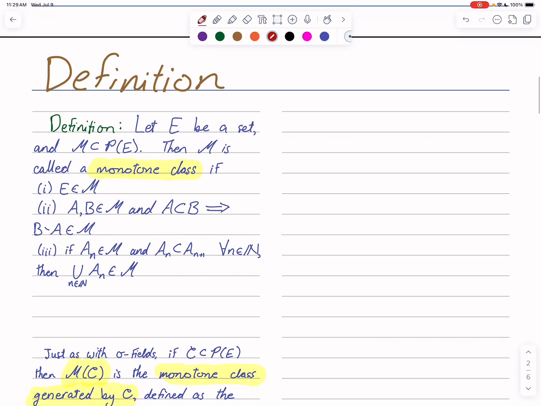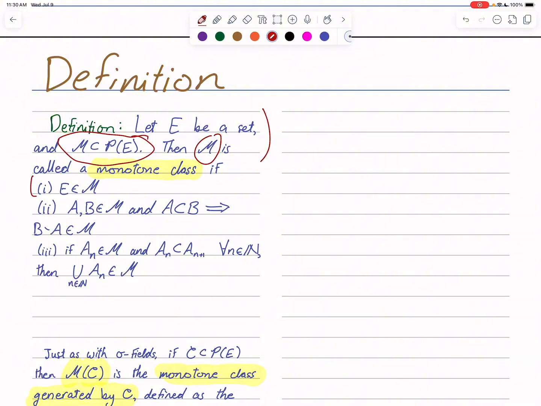Now, first, a definition. This is very similar to a sigma field, but it is, in a sense, more restricted in that there are fewer assumptions. So in a sense, you have less to work with. So let E be any set and take some subset of the power set. So far, that's just like a sigma field. Now, this collection is called a monotone class if the following three properties are satisfied.